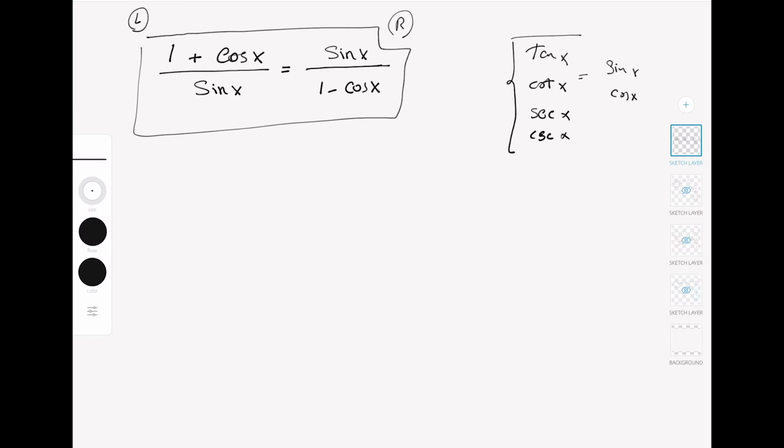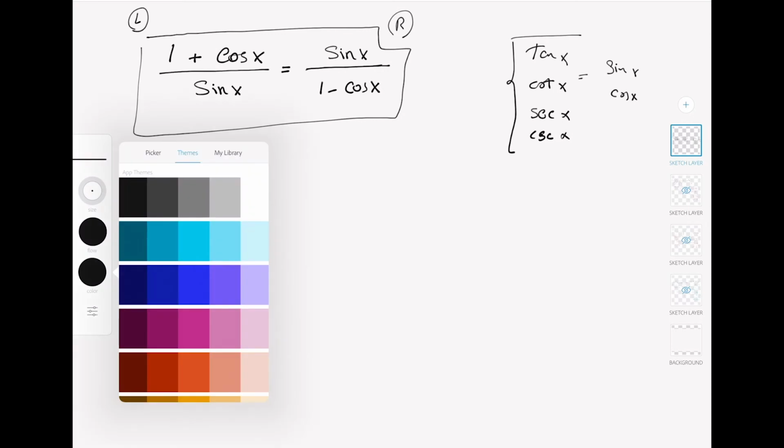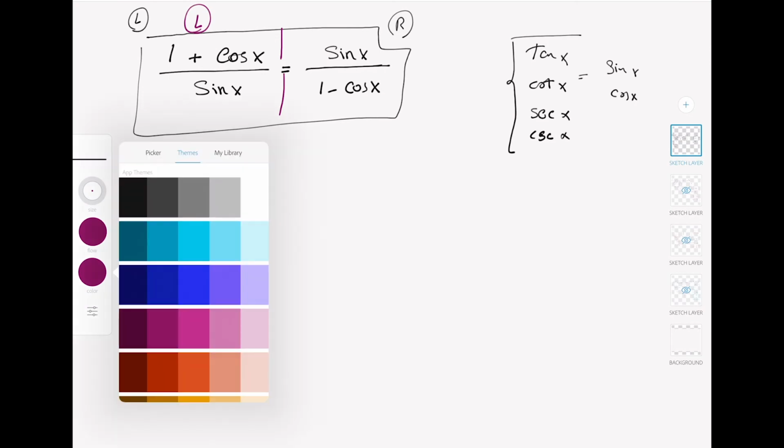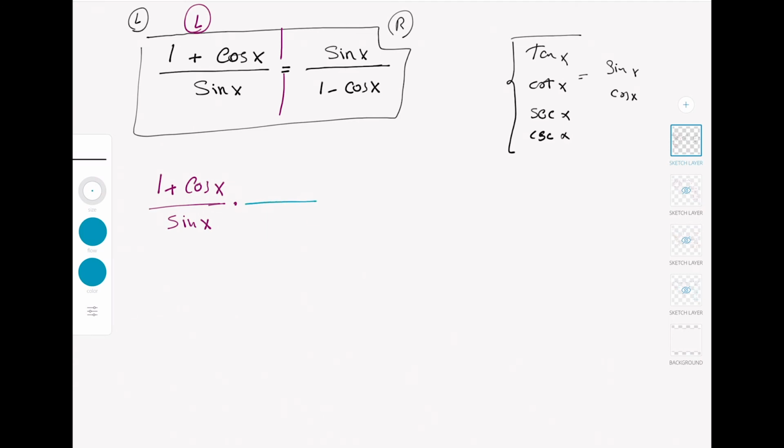So what we do, we can start from left to right or right to left, it doesn't matter. I will start with the left hand side: 1 plus cosine of x over sine of x. One technique here is to multiply by the conjugate. We multiply top and bottom by 1 minus cosine of x. 1 minus cosine of x is the conjugate of 1 plus cosine of x.